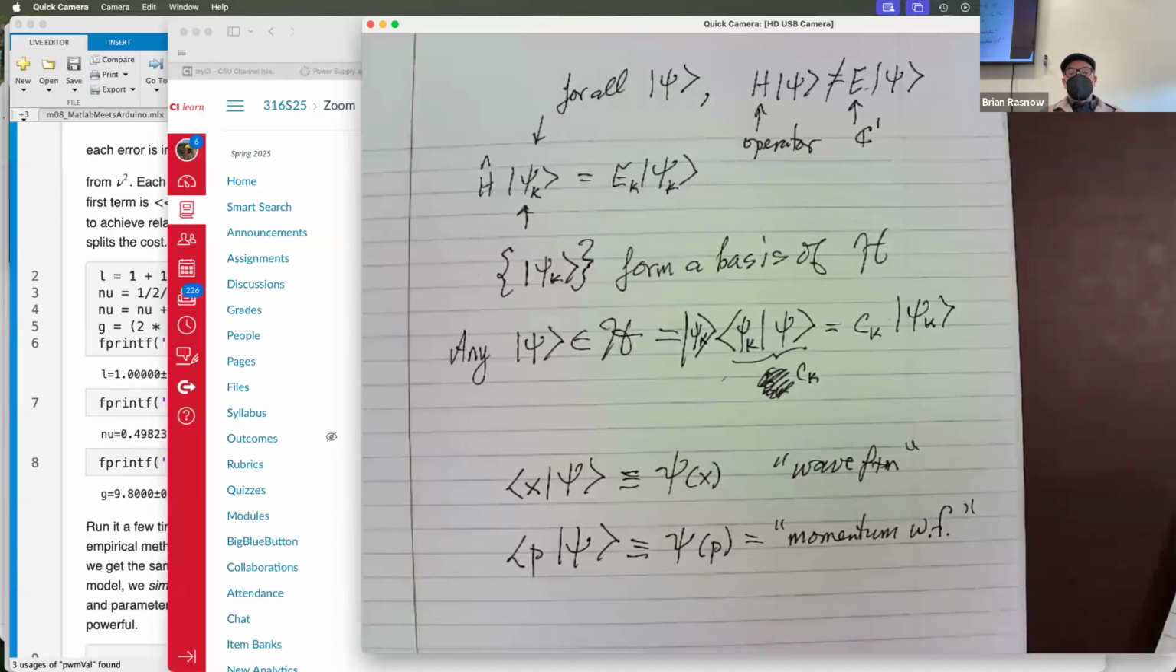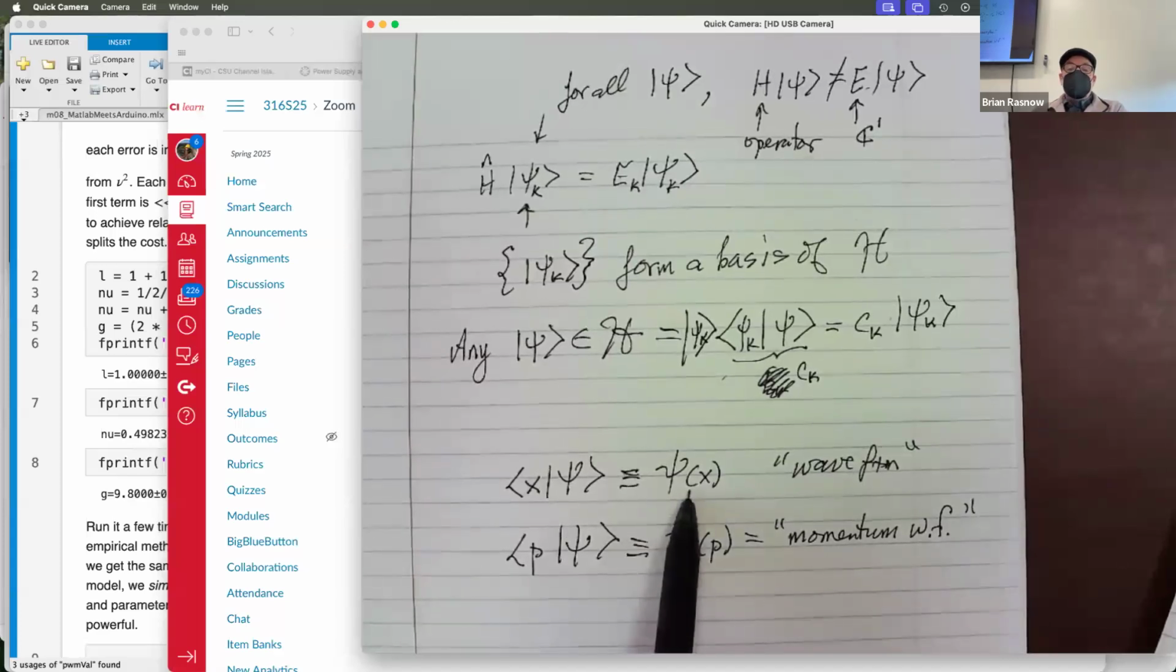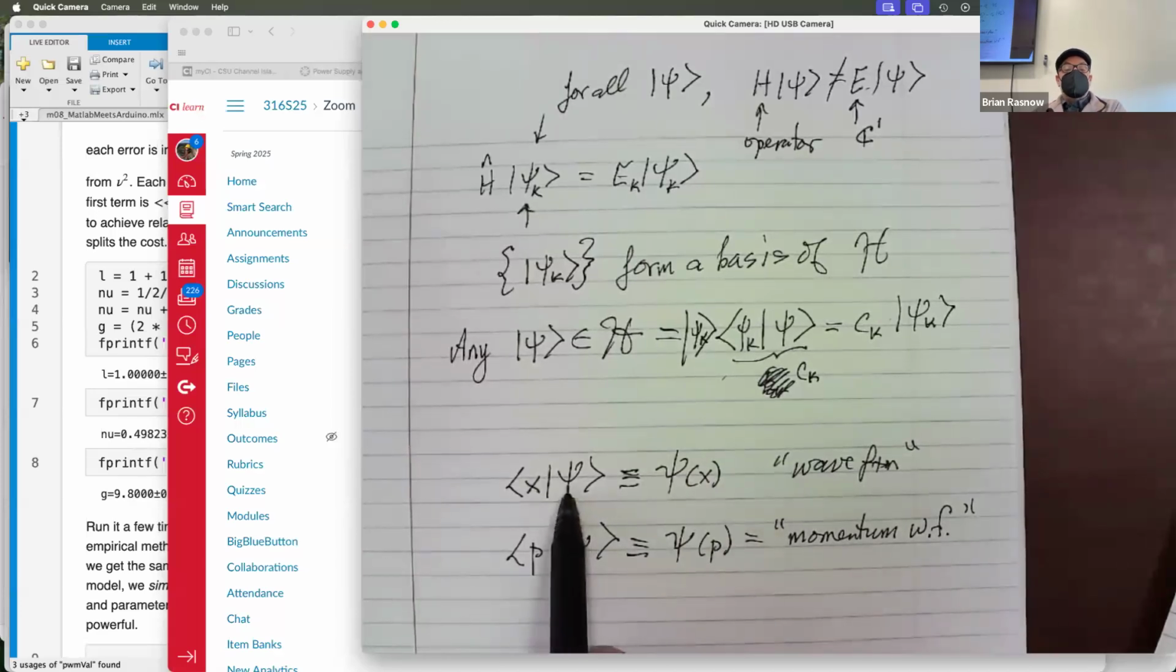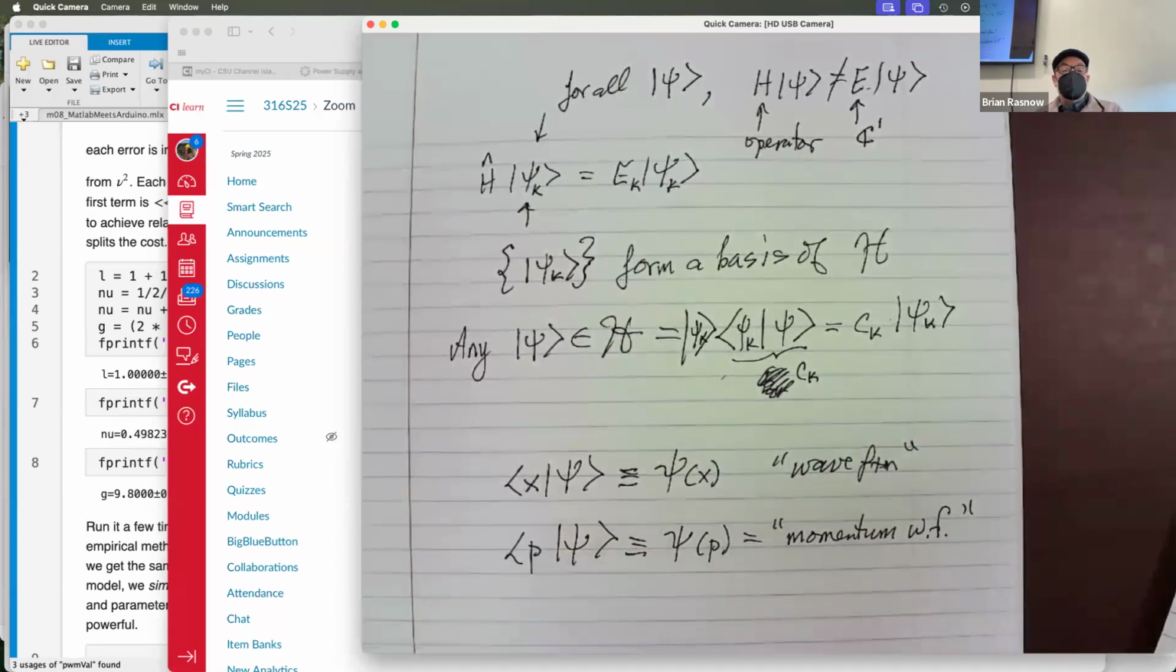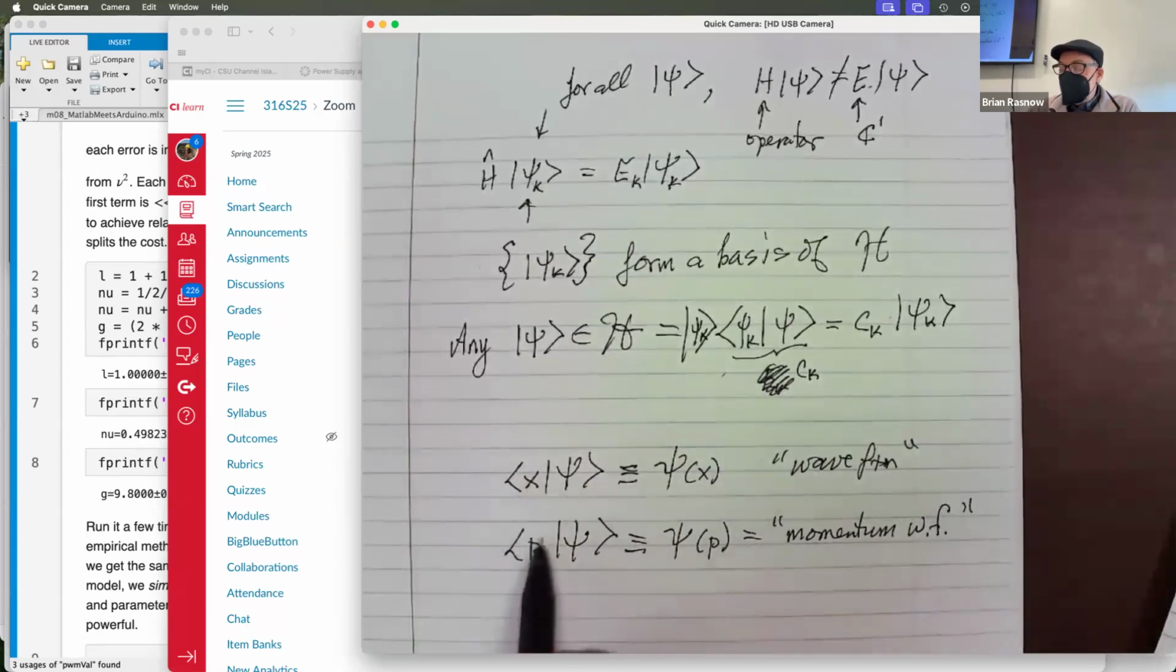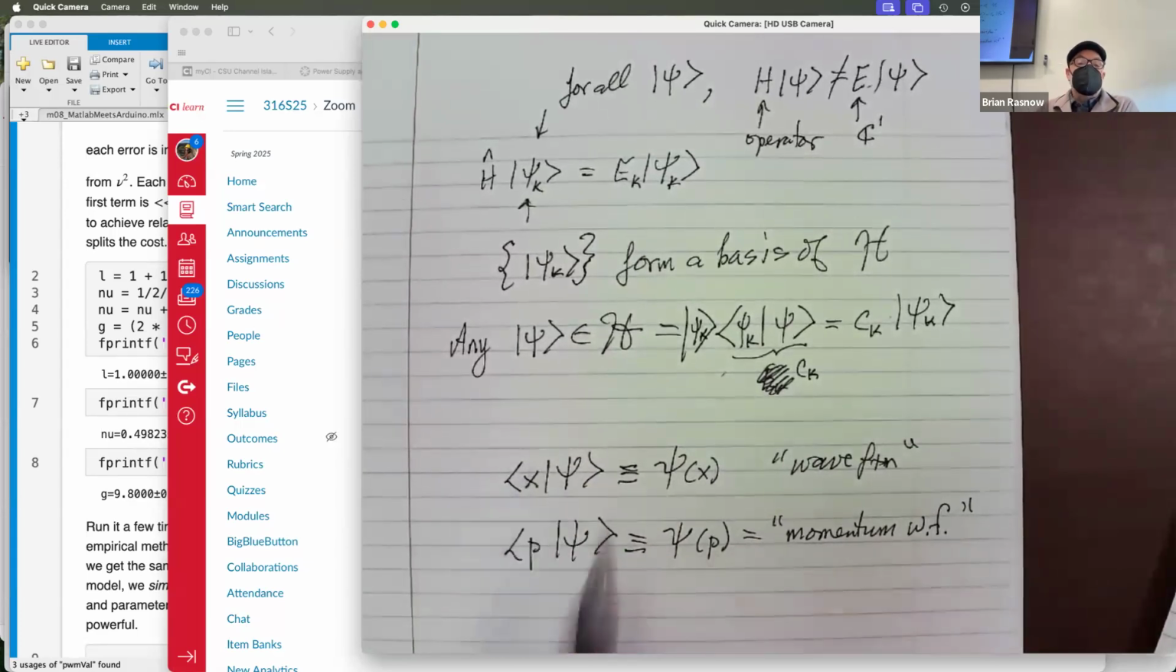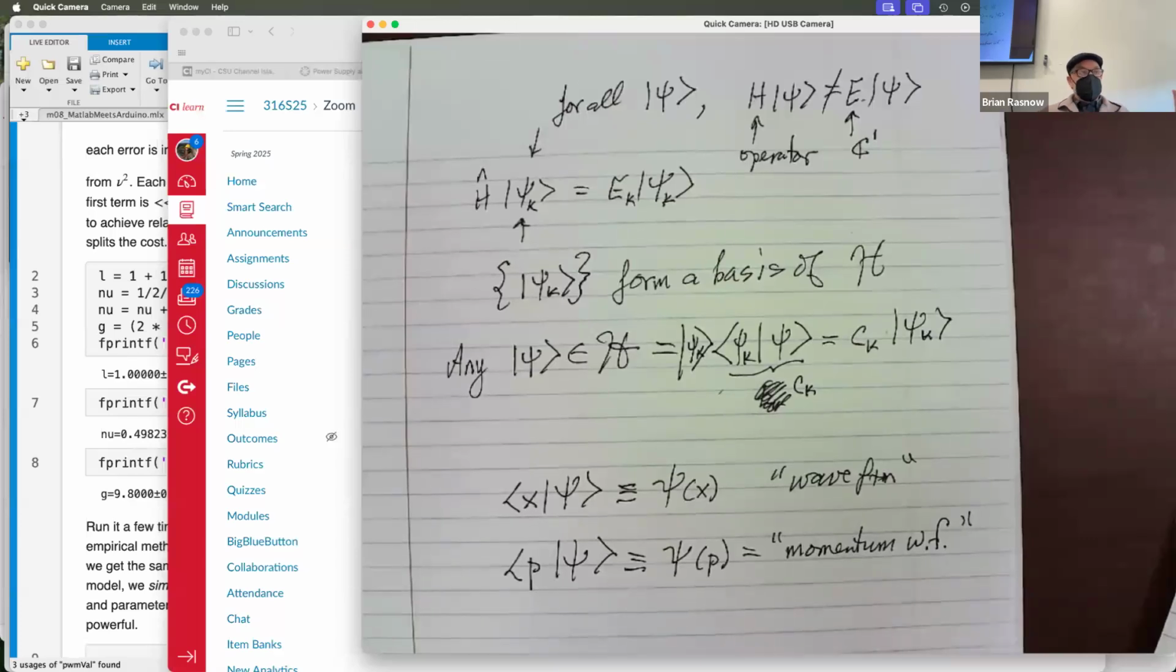What is a wave function? Usually when we talk about a wave function psi of x, we are talking about the projection of psi in the x basis. And sometimes we talk about momentum wave functions, which is the projection of state psi in the p basis. And these x's and p's again represent states that span the Hilbert space.